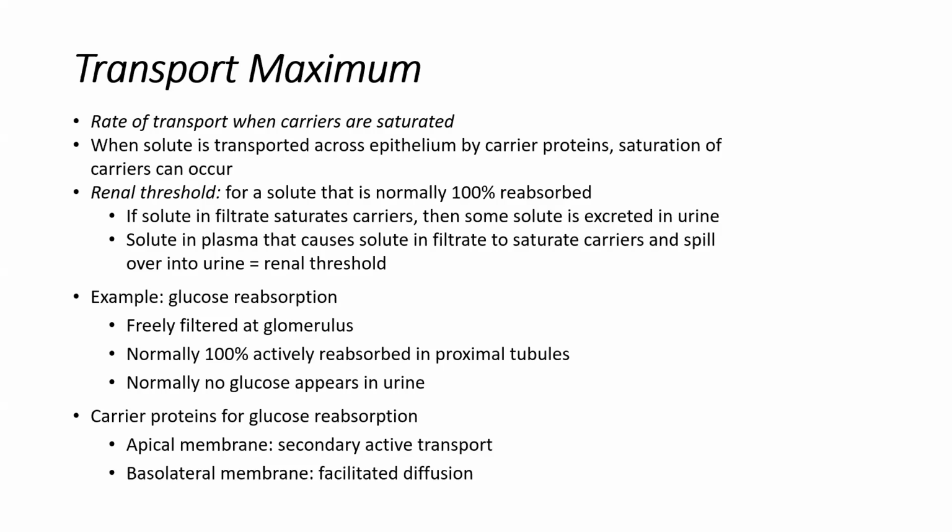So a good example is glucose, right? We should not be seeing glucose in the urine. I kind of mentioned this yesterday because it should be freely filtered across the glomerulus and then 100% reabsorbed in the proximal tubule. So there shouldn't be any glucose appearing in the urine. Now, we know that glucose also requires carriers to be reabsorbed. It's going to require a carrier across the apical surface as well as across the basolateral surface. Across the apical surface, it's being moved according to secondary active transport, and across the basolateral surface, it's being moved according to facilitated diffusion, okay?